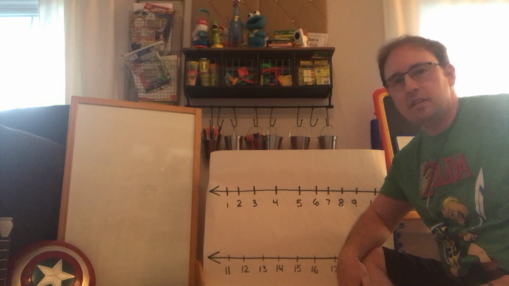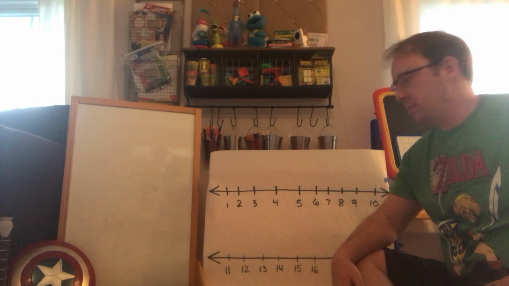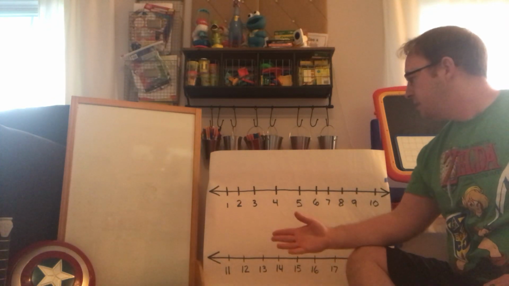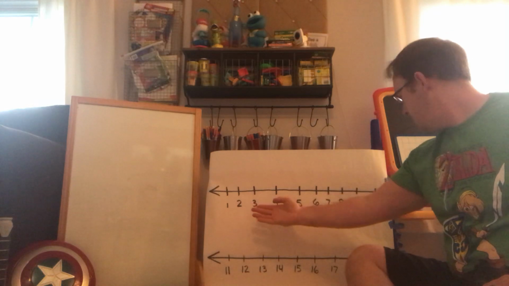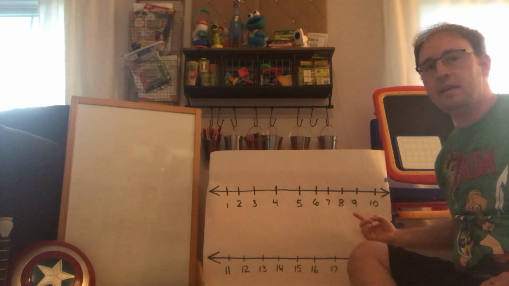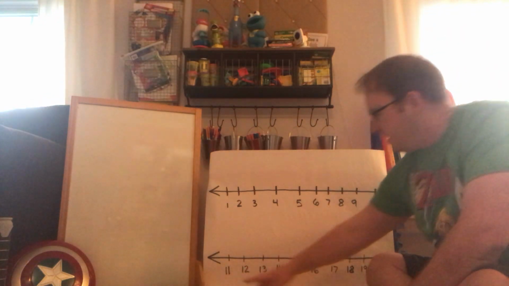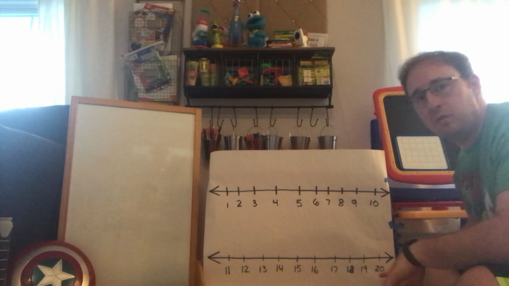A number line is a really useful tool in math. You can use it to help you count. You can use it to help you add. And today we're going to do a little bit of both, all right? To begin, you can see that I have a number line on top. It starts at 1, and it counts all the way up to 10. Below that, I have a number line that starts at 11, and it goes all the way up to 20.